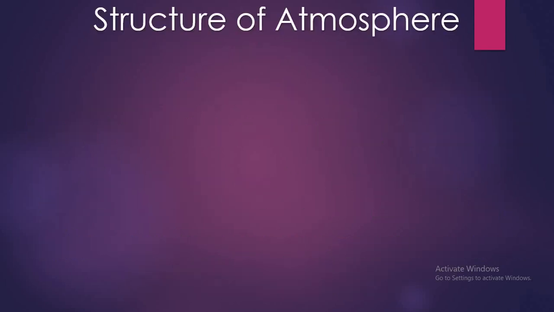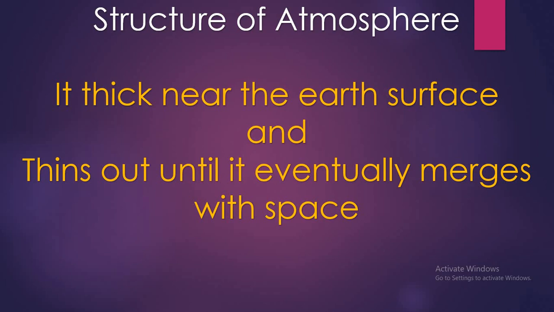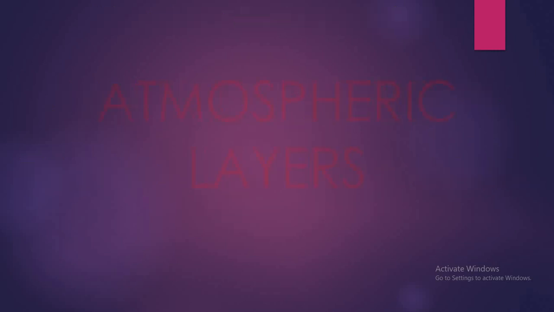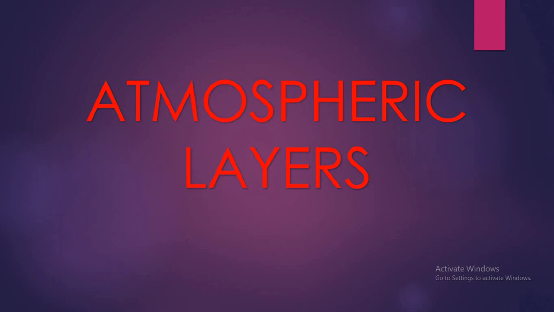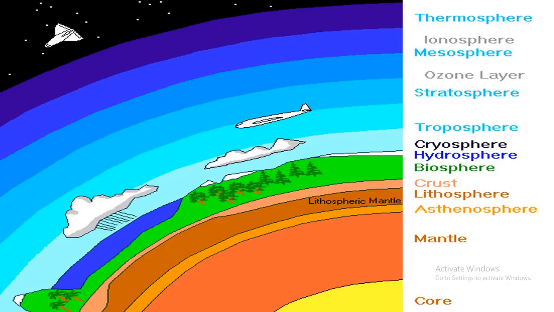Structure of atmosphere. It is thick near the Earth's surface and thins out until it eventually merges with space. So near the Earth's surface it is thick. It covers and protects the Earth. We'll see about the atmospheric layers.